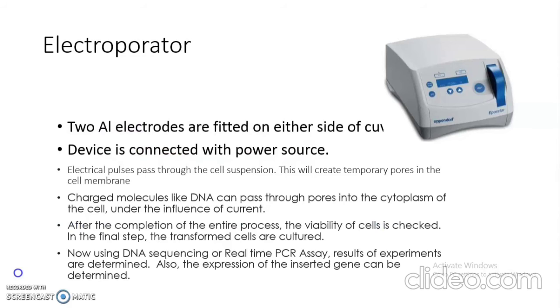The electroporation device is known as an electroporation machine. On either side of the cuvette, 2 aluminum electrodes are fitted. The device is connected with the power source. When it switches on, the circuit completes. The electrical pulses pass through the cell suspension. This will create temporary pores in the cell membrane. Notably, the entire process completes within seconds. Charged molecules like DNA can pass through the pores into the cytoplasm of the cell under the influence of current. After completion of the entire process, the viability of the cells is checked. In the final step, the transformed cells are cultured.